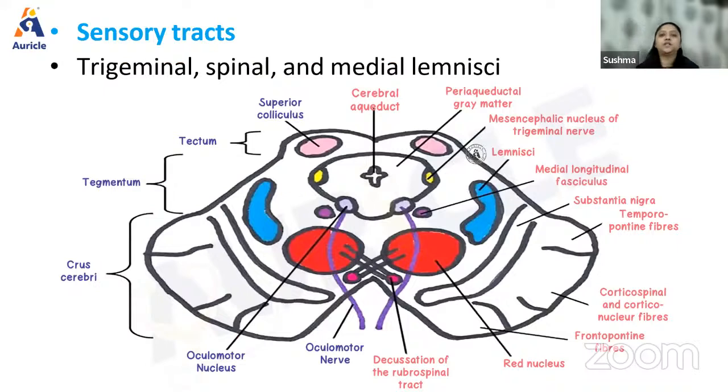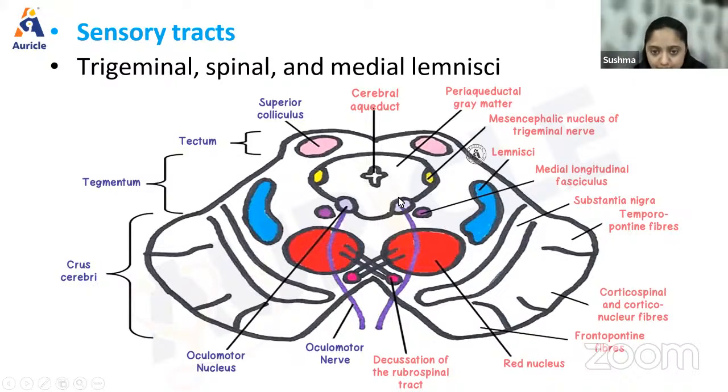Okay, in the transverse section, this is how the midbrain looks. When I take a section like this, at the level of the superior colliculus, these are the different structures that we see. Now, what do I see? Start from the superior. Always start from the top. From top meaning superior, first, what I see is the superior colliculus.